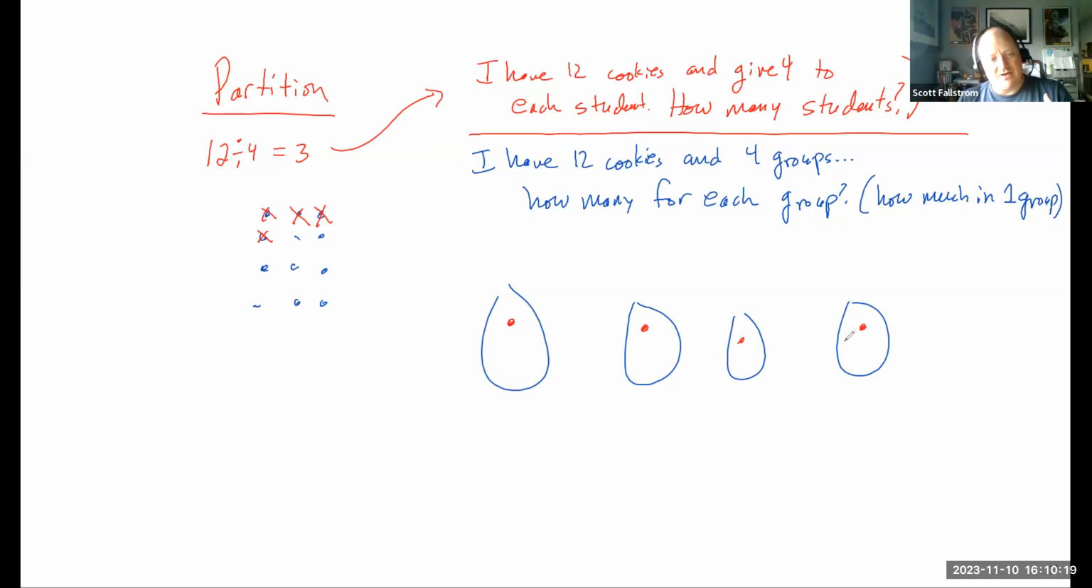Even though you did subtract 4, you didn't subtract a group of 4. You subtracted one at a time, one for each of the groups. Repeating that means you would add one additional cookie to each group. Doing it one more time, and you could see you would put one more cookie in each group. The question, how much is in one group, would be 3. Okay. This is the partitioning model.